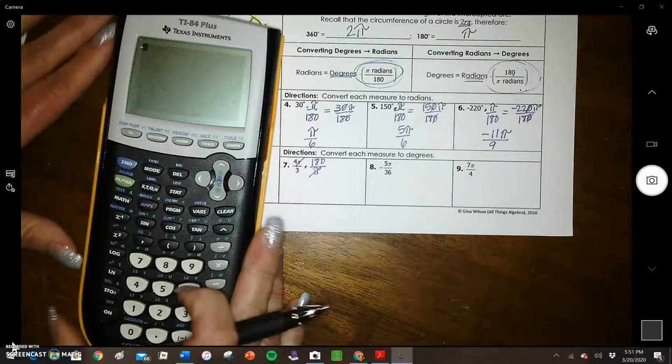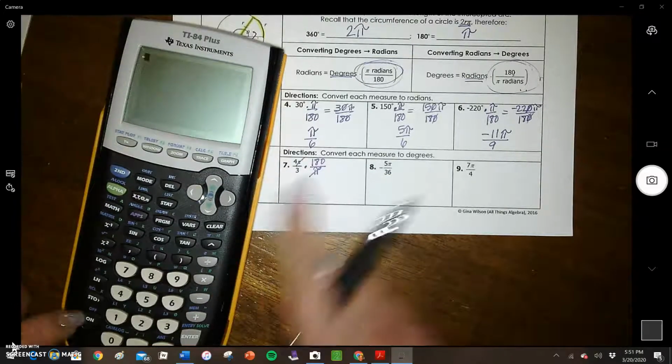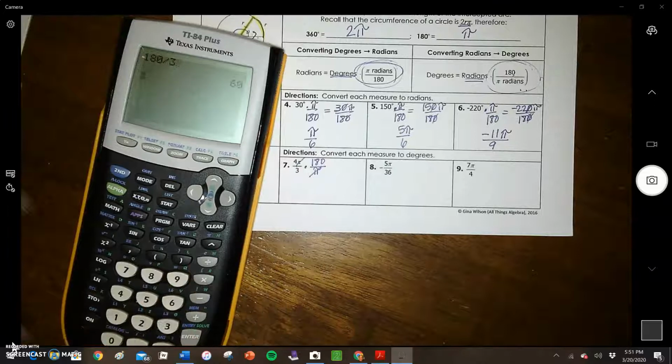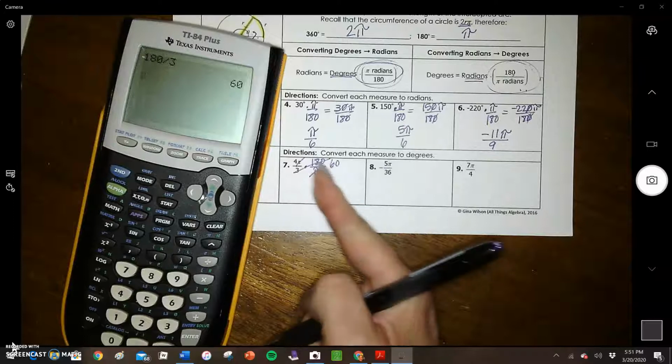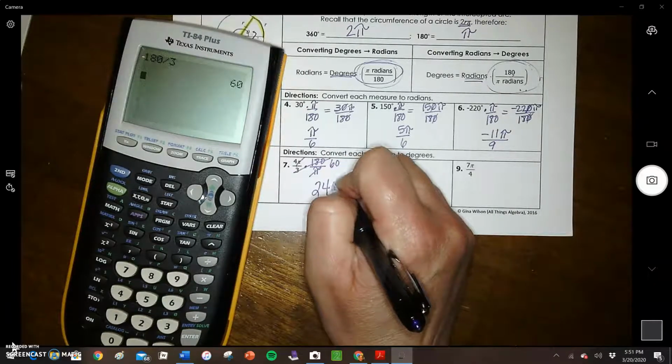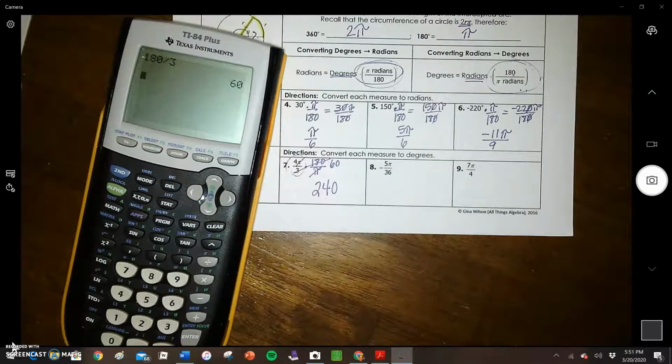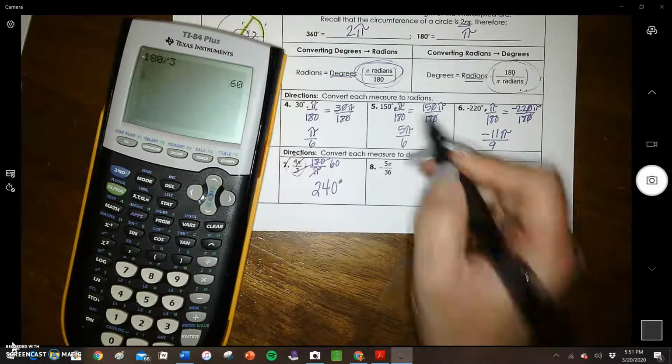I'm going to get my handy-dandy calculator ready. And I'm going to do 180 divided by 3 because my brain doesn't feel like working at the moment. But I get 60, and then 60 times 4 is 240. So 4 pi over 3 is the same thing as 240 degrees. Okay, let's go do the next one.